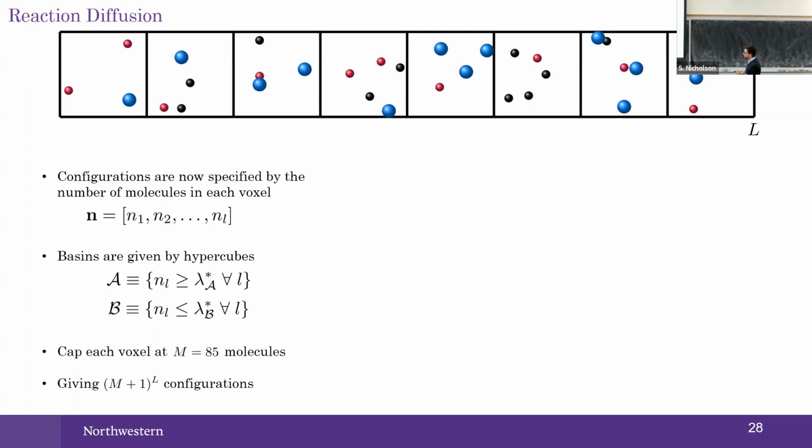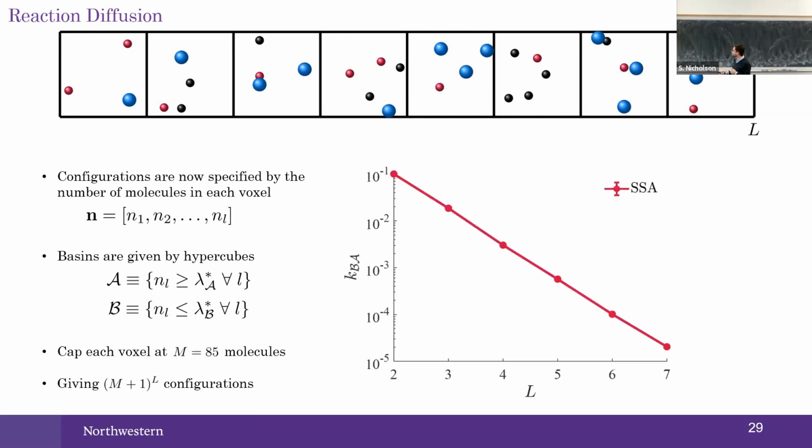We're going to set our cap to 85 molecules. The kinetic Monte Carlo doesn't care about the cap. The cap is just there because when we build this into operators, we can't have an infinite operator on our computer. Basically, you just set this to whatever is convenient for your system. This gives us (n+1)^L configurations. So we have n molecules per voxel site, plus the vacuum state, which is no molecules, and we're going to have L voxels.